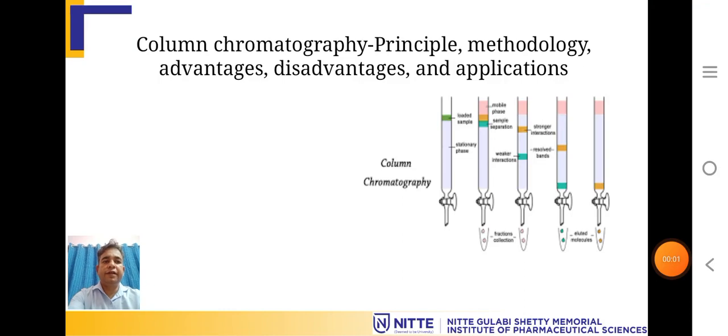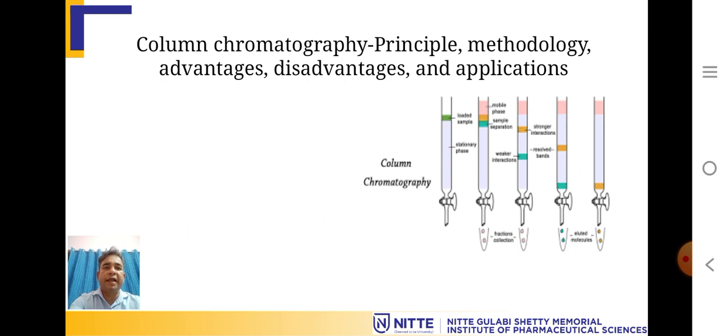Hi student. Now we are going to start the individual chapter, right? So we have classified this unit into four different chapters. The chapters include column chromatography, paper chromatography, TLC, and then electrophoresis. So now we are going to learn about column chromatography.